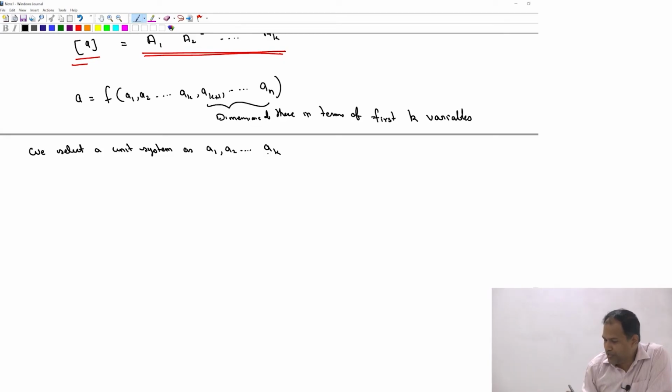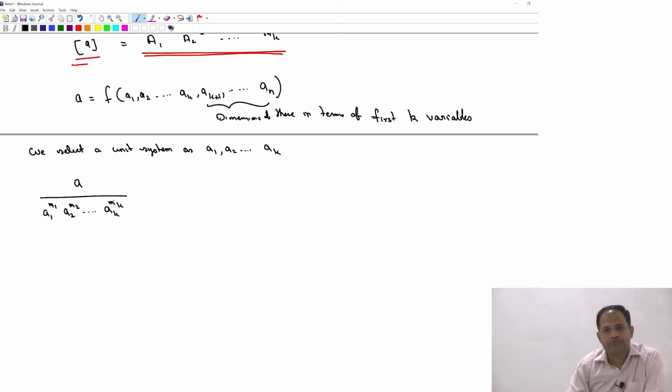So if I do this, then I can write A, represented in terms of A1, A2 and so on, as A1 to the power M1, A2 to the power of M2, etc. up to AK to the power of MK. So that's a dependent variable. What have I done now? A is written in terms of the k variables that I have chosen.